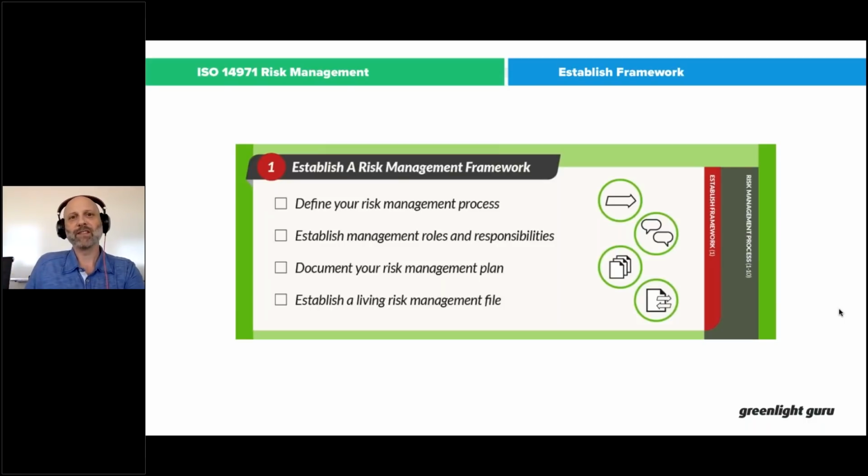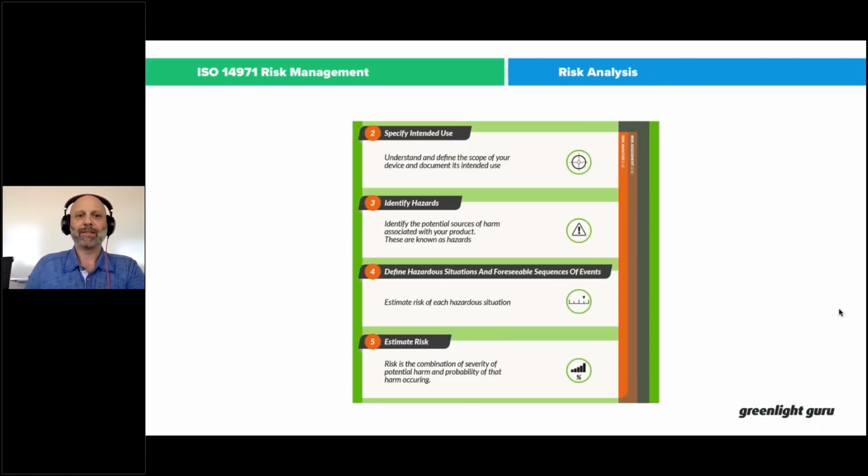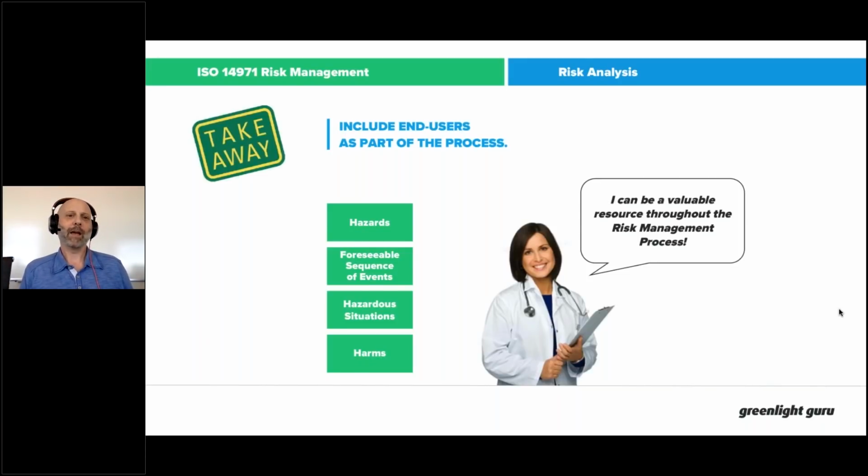Like once I understand the intended use of my product, then one of the things that I'm going to start to understand is what are the hazards that are involved with that. And when I work with clinicians and physicians and people who are going to be end users of my product, they're going to be a really great resource to help me identify this type of information. So understanding how it's used, understanding the circumstances and the events and the environment and all sorts of things, I could leverage and work with those end users to better understand that. A doctor or a nurse can tell me about all the hazardous situations and the harms that might be involved in my product, so I can leverage those resources.